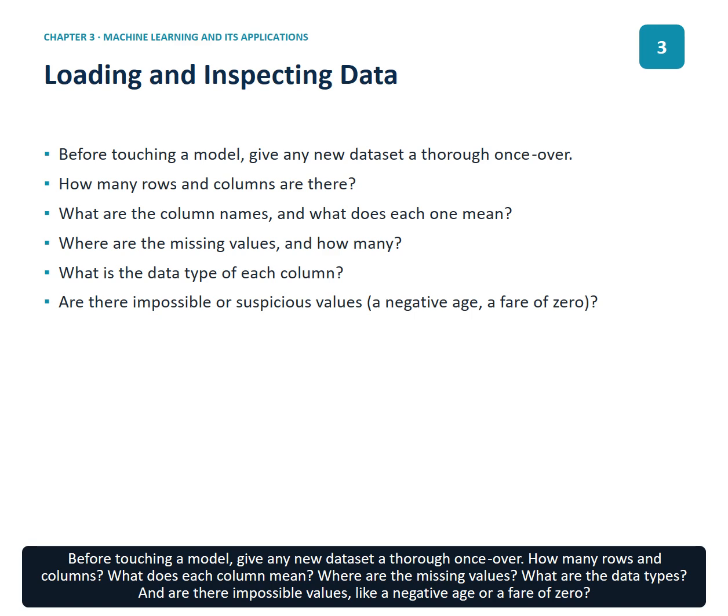Before touching a model, give any new dataset a thorough once-over. How many rows and columns? What does each column mean? Where are the missing values? What are the data types? And are there impossible values, like a negative age or a fare of 0?